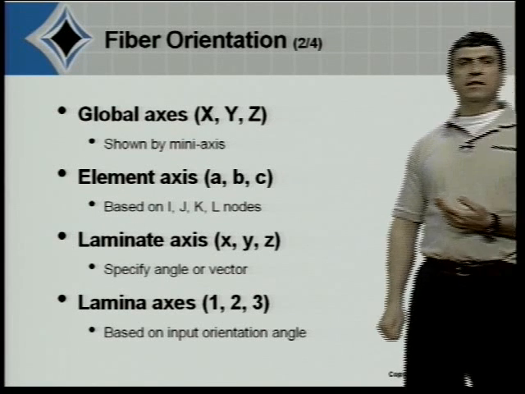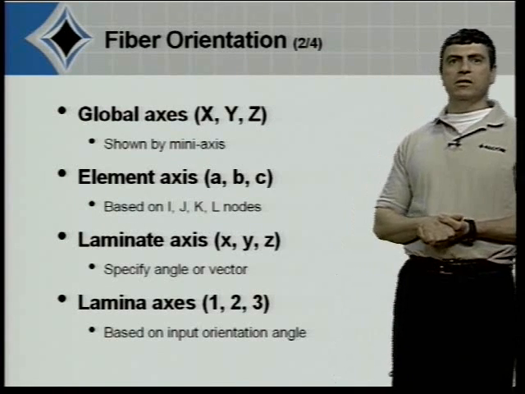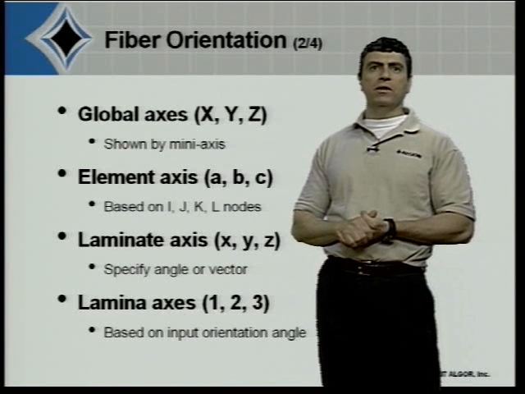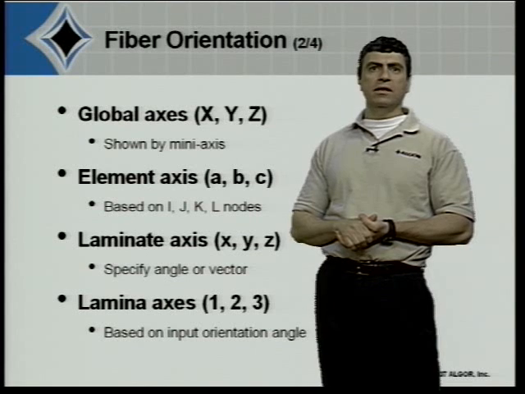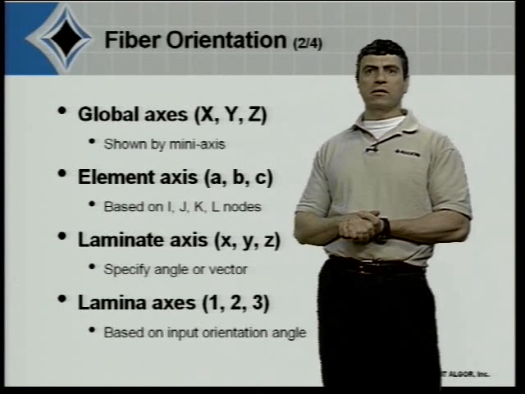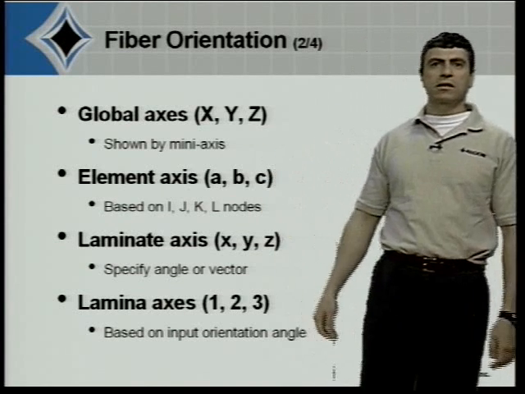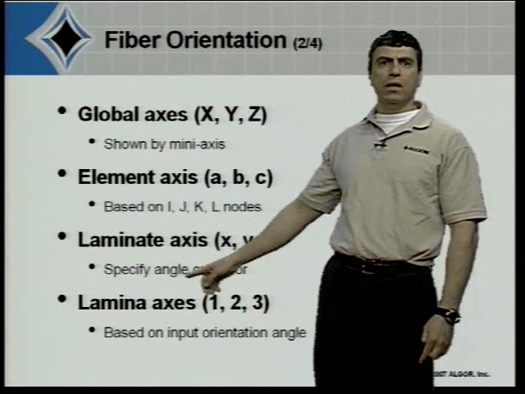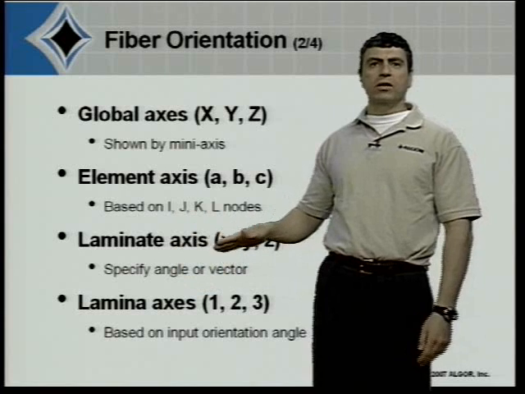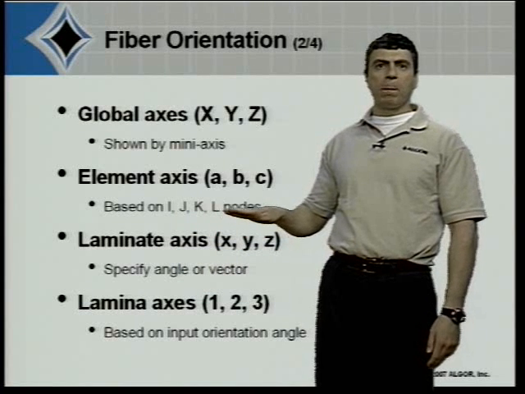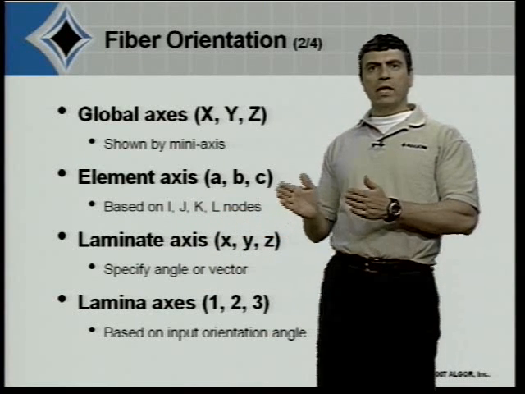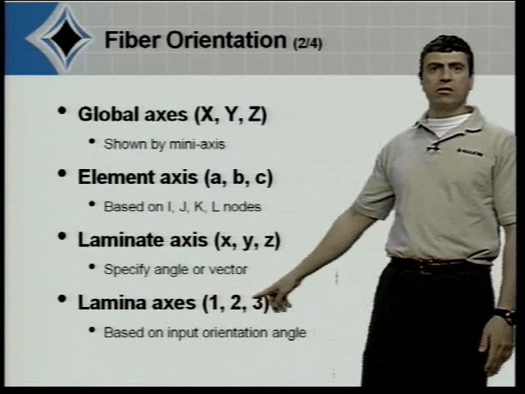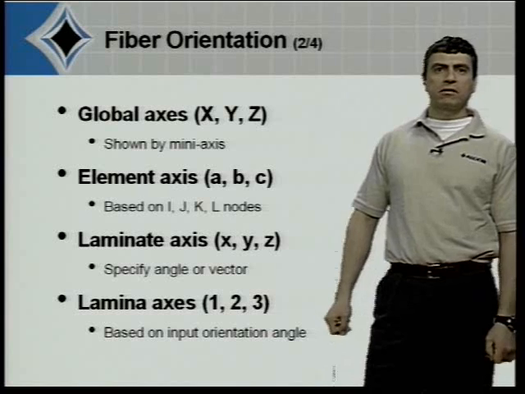There are certain axes used for composite elements. In general, there are 4 types of axes. There's the global axes, X, Y, and Z. These are shown in the mini-axis display. These are just the main axes in the software. There's the element axis, ABC. There's the laminate axis, which specifies how the whole element is oriented, and there's the lamina axis, 1, 2, 3, and we'll elaborate on all these in the next few slides.